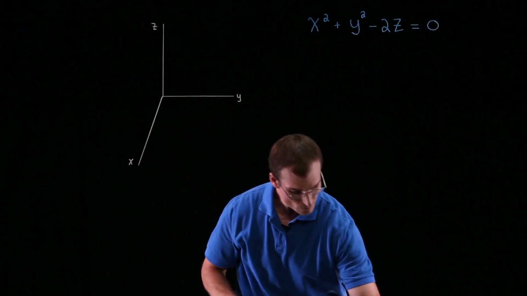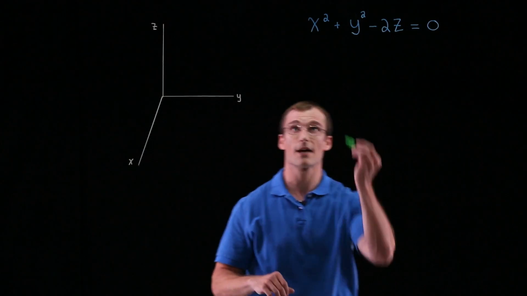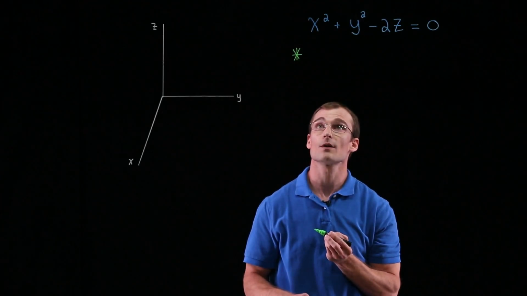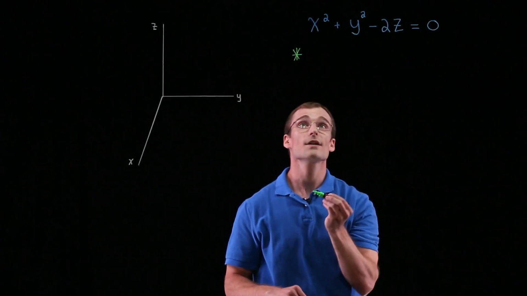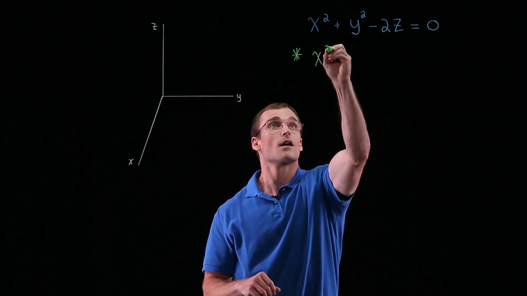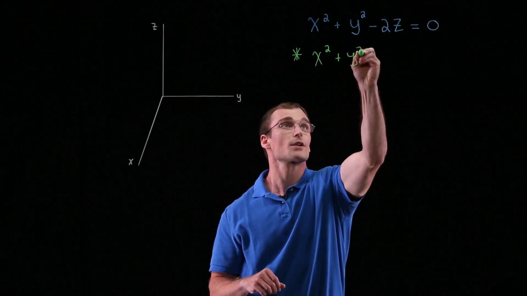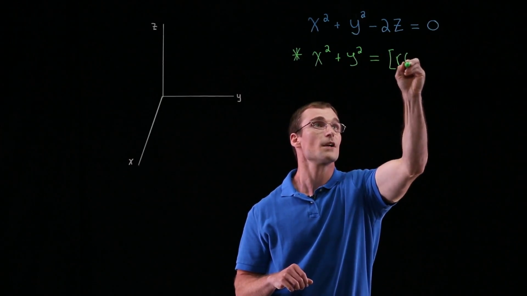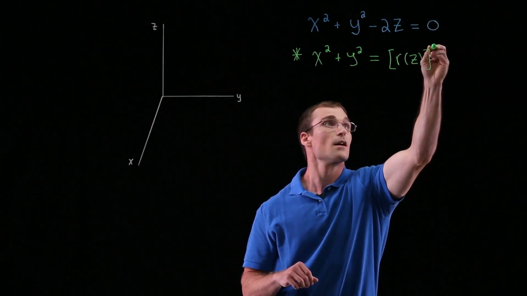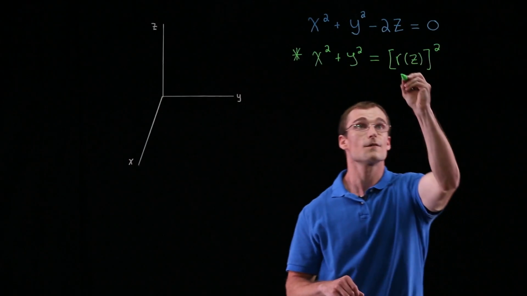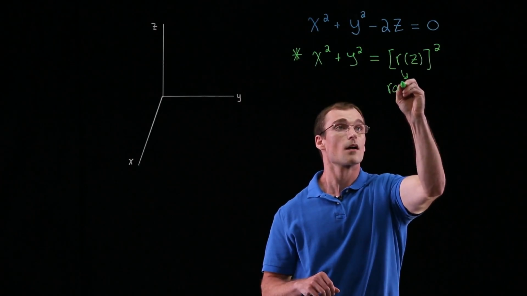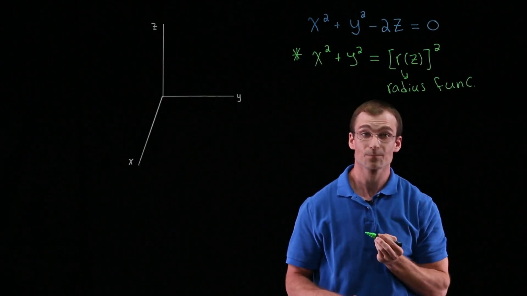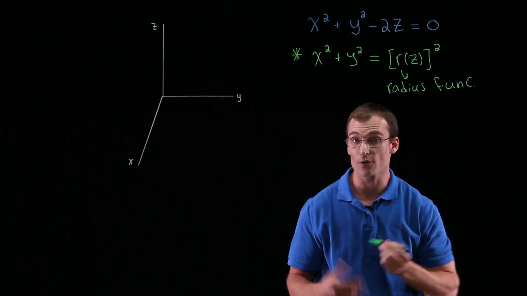To start with, let's take a look at the standard form of an equation giving us a surface of revolution. We see an x squared and a y squared, so we know we have an equation looking like x squared plus y squared equal to some function r of z, quantity squared, where this r of z is what we call our radius function. And the radius function is what's going to get us our generating curve.